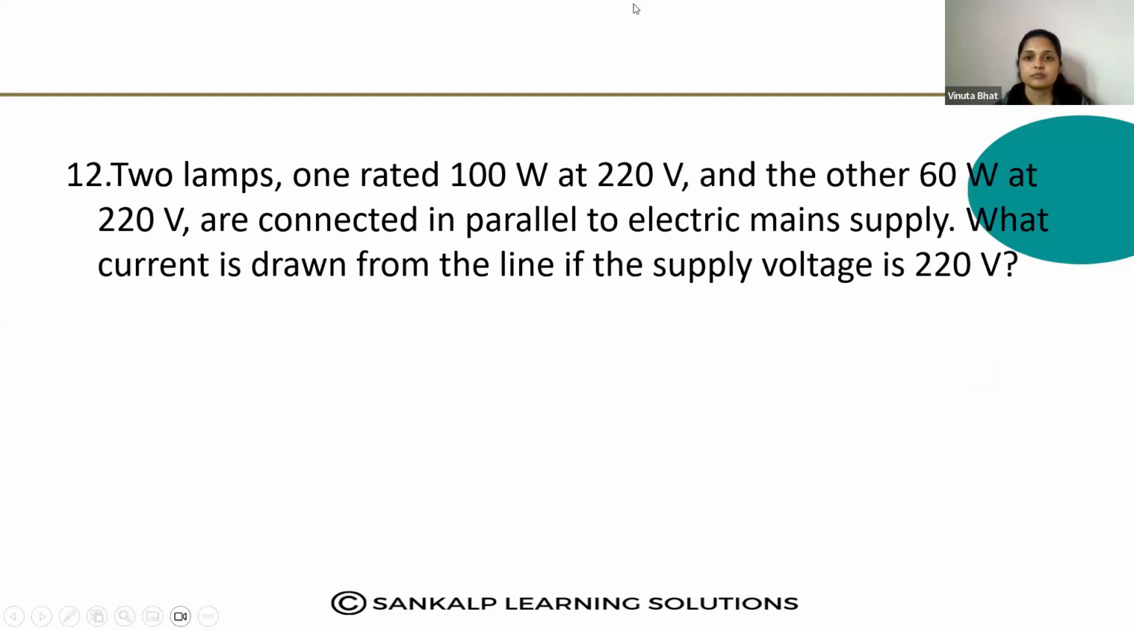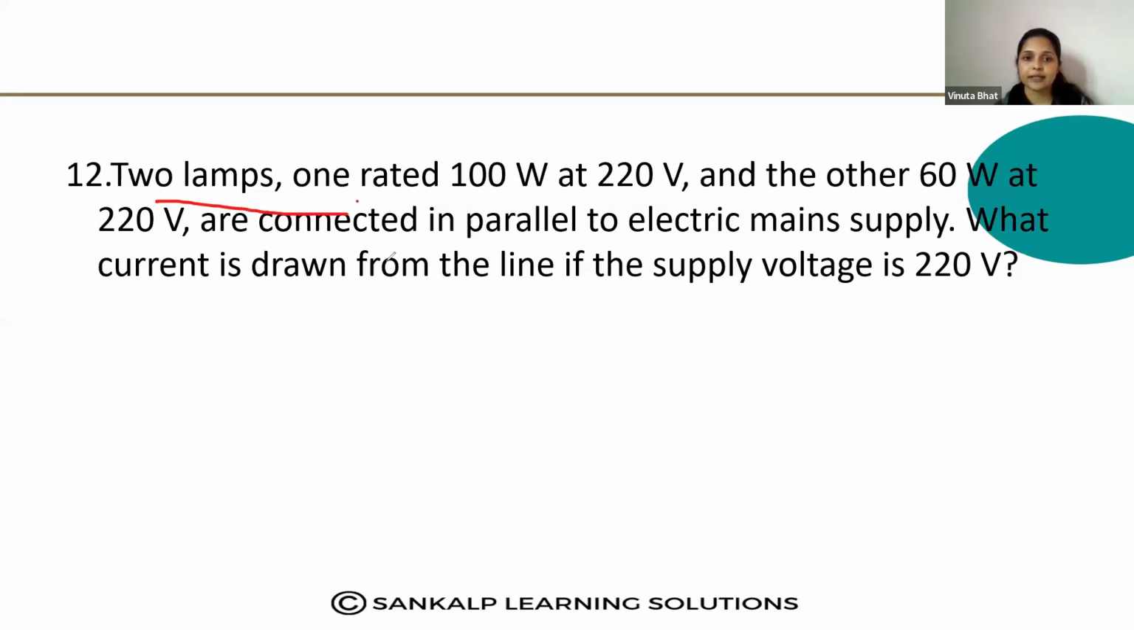Next question. Two lamps, one rated 100 watt at 220 volt and other 60 watt at 220 volt are connected in parallel to an electric main supply. What current is drawn from the line if the voltage supply is 220 volt? Here, please read the question carefully.